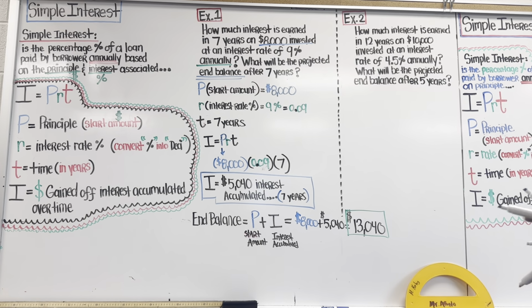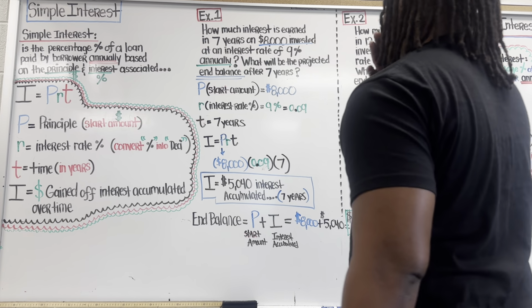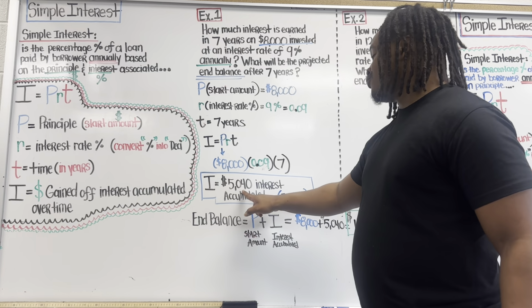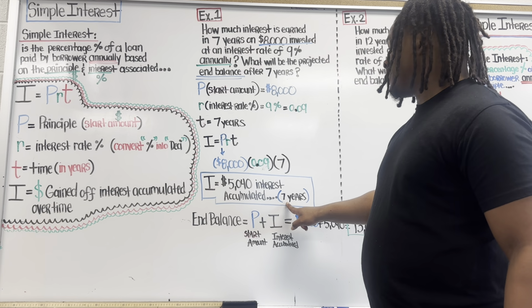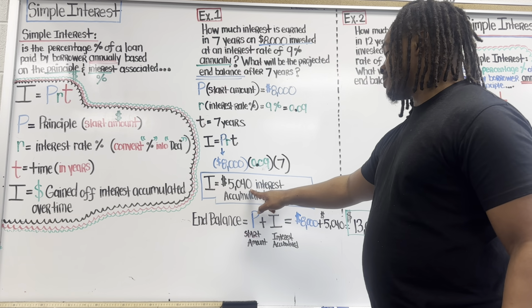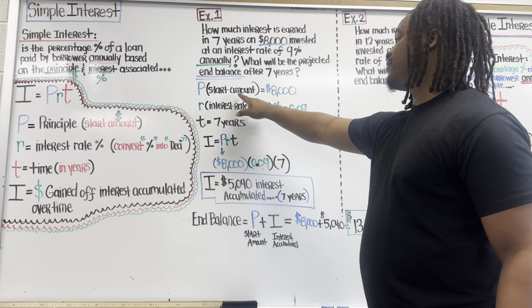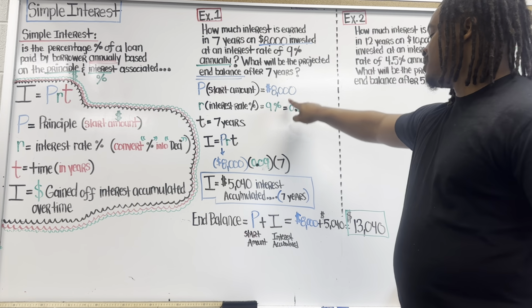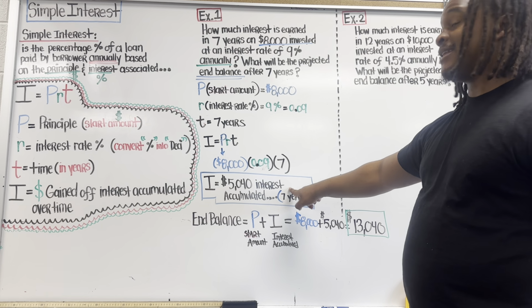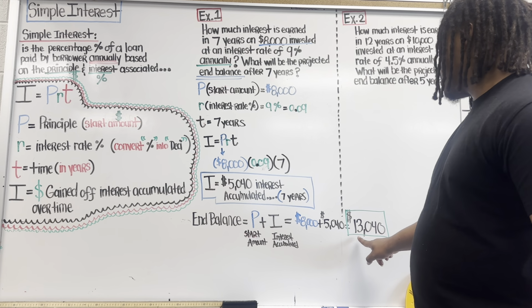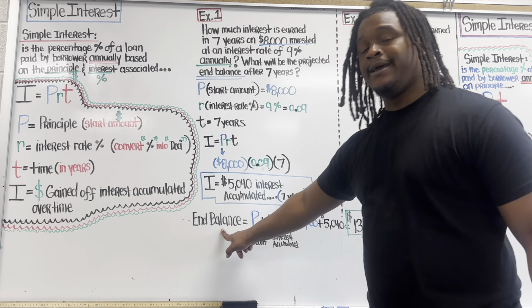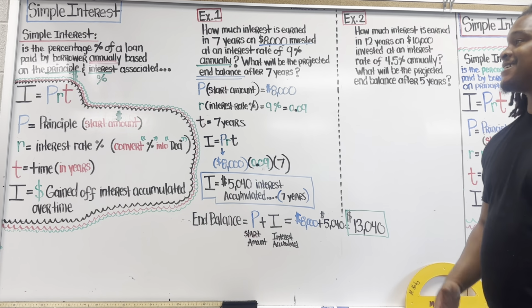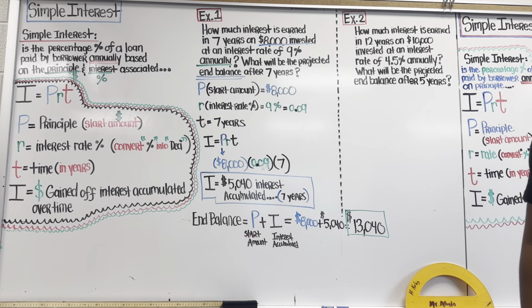Once again, remember, we found out how much the account grew over 7 years, which is $5,040. That's what grew on top of the start amount. And the end balance will be the start amount plus the amount that the account grew, which gives us $13,040, which is the end balance. So once again, this is how we solve problems that are dealing with simple interest.